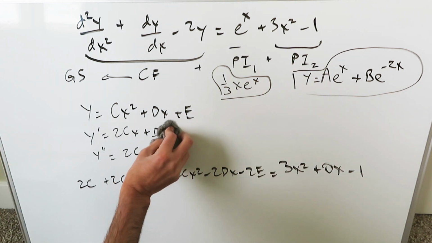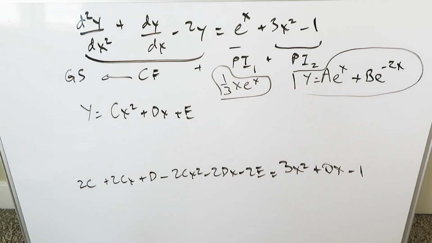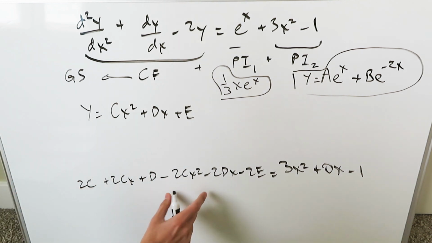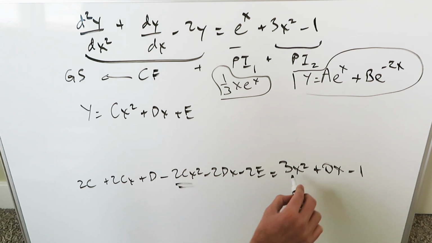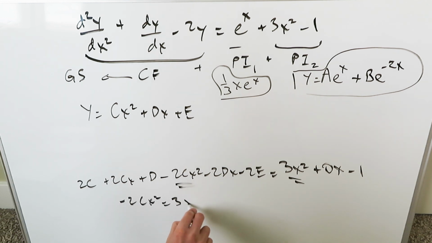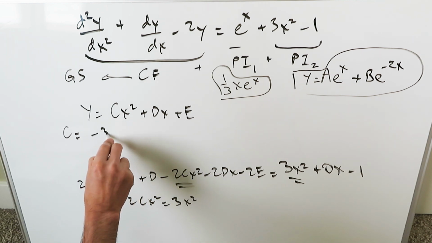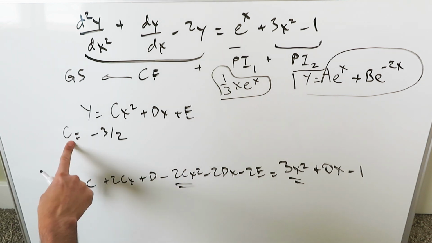I'm erasing this part right over here because you don't need to see it. We'll keep the template right here. We will need it. Look at your quadratic terms. My quadratic terms are the ones with the x squared. I have a minus 2cx squared is equal to 3x squared, and you know from here clearly c is equal to minus 3 over 2. Your quadratic coefficient has been solved.